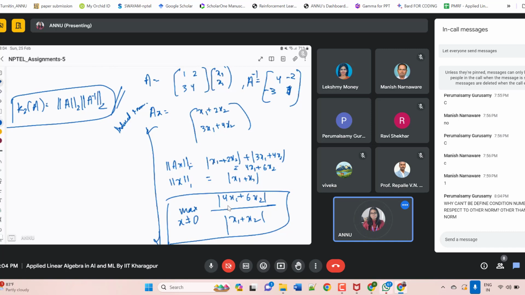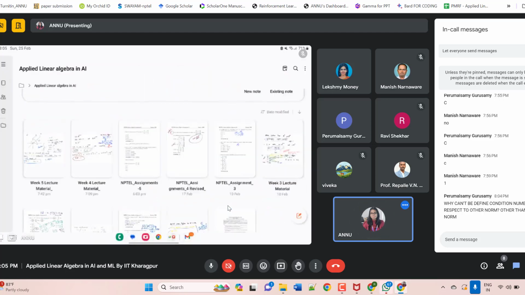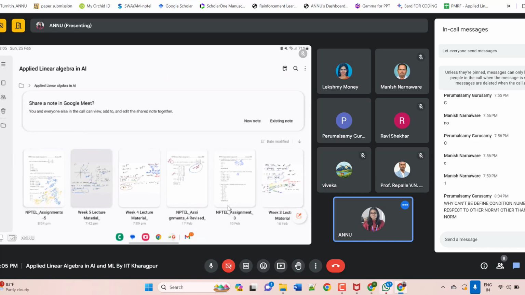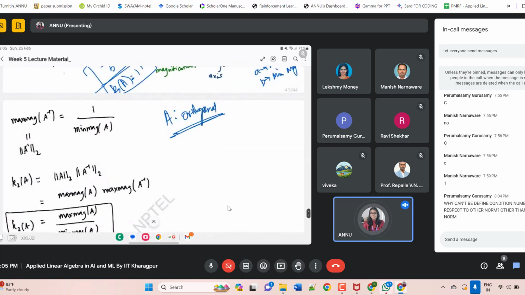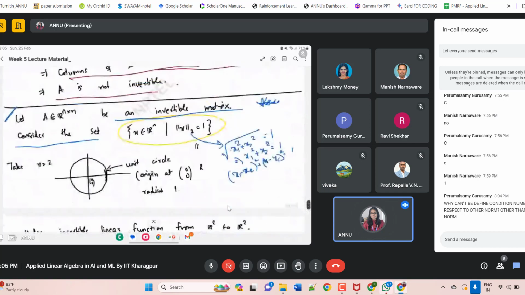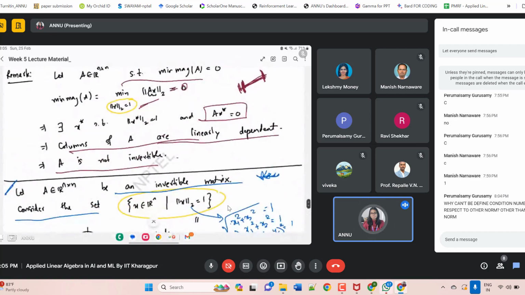Why can't we define condition number with respect to a norm other than the two norm? Because in the derivation we saw that we verified with respect to the two norm only. If you go back to the derivation, I think if we want to define, we can define. Let's see if we can define or not. But I don't know why it is not defined. But if it is defined in a particular way, then we have to accept that.